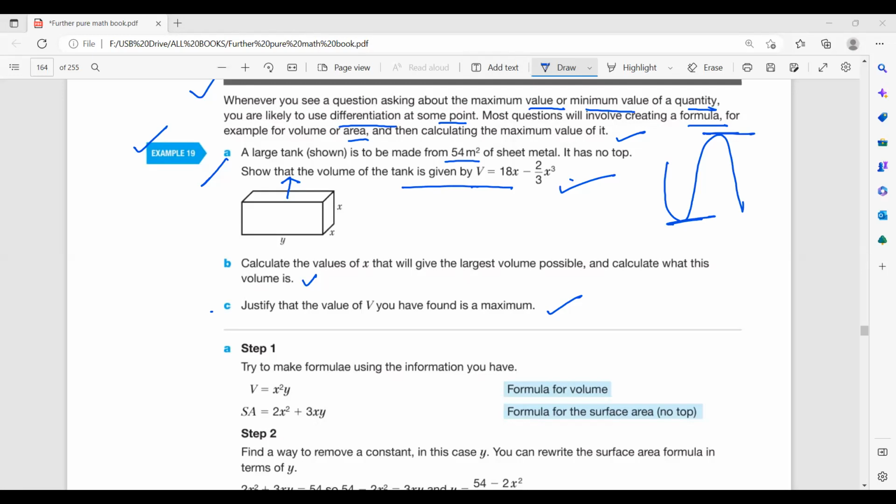Calculate the values of x that will give the largest volume possible and calculate what this volume is. We have to remember, when we want to find the largest volume or the smallest volume, we have to differentiate V with respect to x. After that, set the first derivative equal to 0. From here, we'll get the value of x. Now see how we can do this.